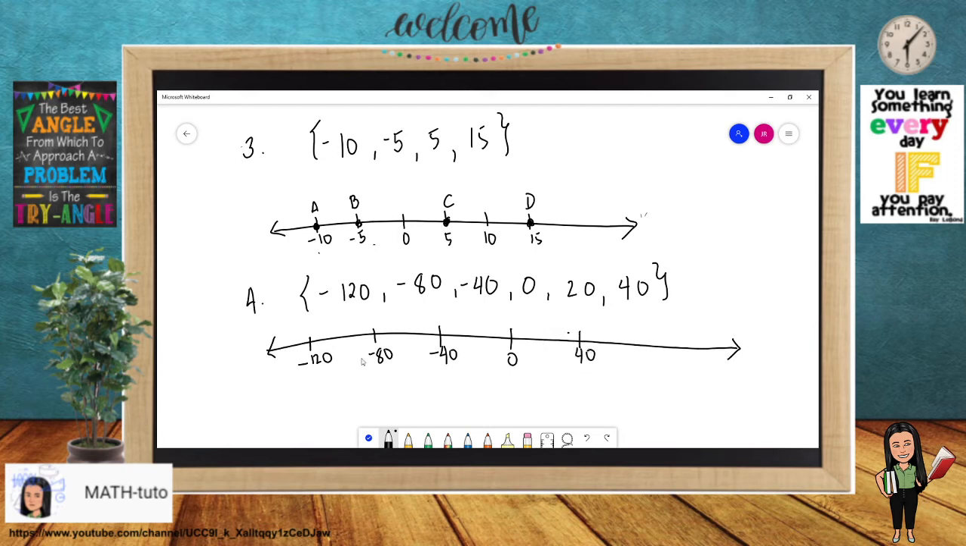We have negative 120, negative 80, negative 40, 0, and 20 will be in between 0 and 40. So, let's write 20 here and then 40. C, D, E, and F. And that's the graph of number 4. Let's have another example.